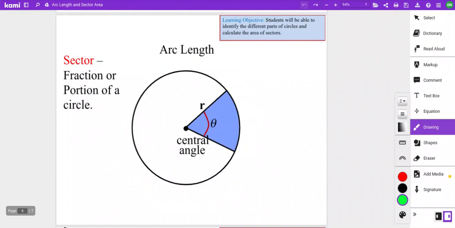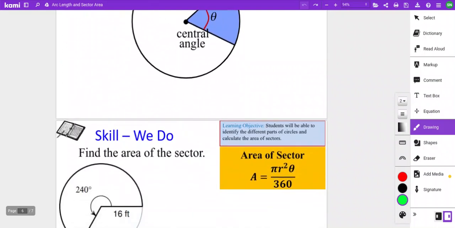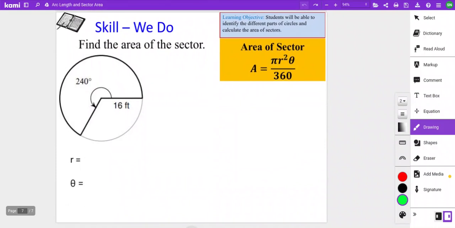If you were thinking in terms of pizza, the sector would be one slice of the pizza. We're interested in this blue highlighted section, which would be the area where you would put the sauce or the cheese in the pizza. Here's one example. We're going to use this formula to calculate the area of the sector. We're going to extract the information from the circle.